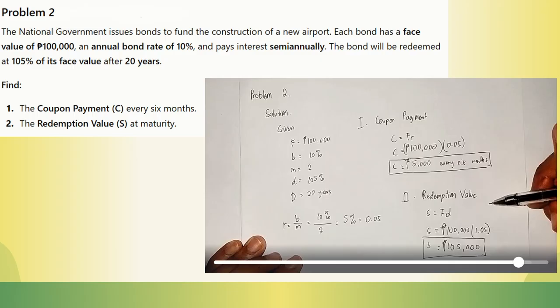Tapos pagkatapos ng 20 years, magbabayad na naman siya ng 105,000 pagkatapos ng 20 years. So that is the concept of coupon payment and the redemption payment value.